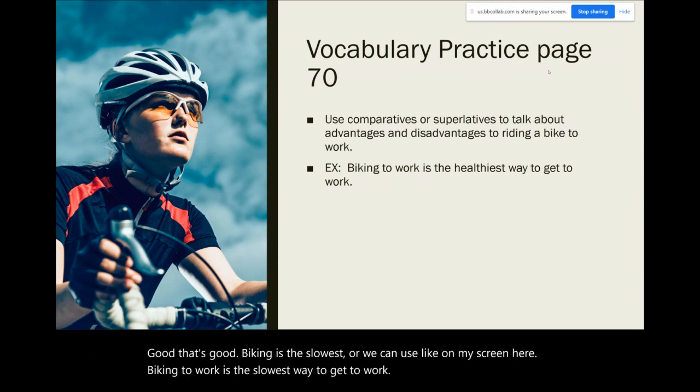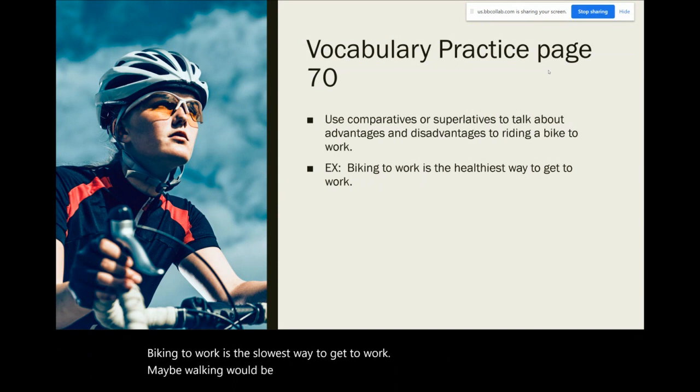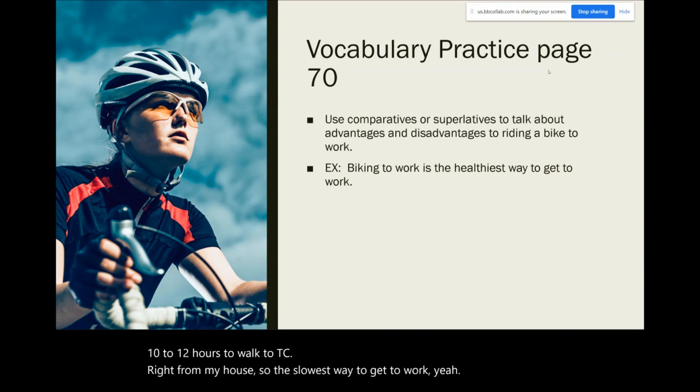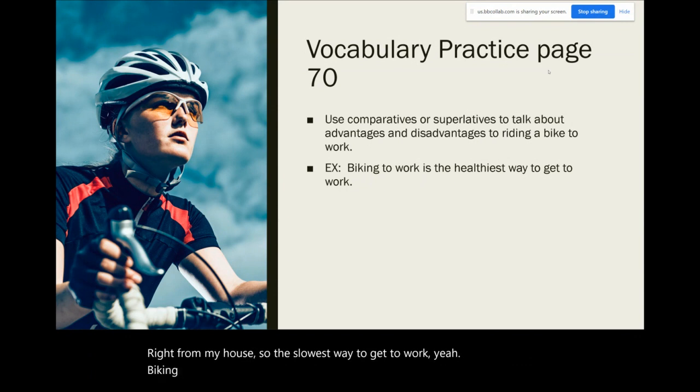Well, actually, maybe walking would be the slowest. Yeah, that's true. It would probably take me how many hours to walk to TCC? I would guess probably 10 to 12 hours to walk to TCC, right, from my house. So the slowest way to get to work, yeah. Biking to work is slower than driving to work.